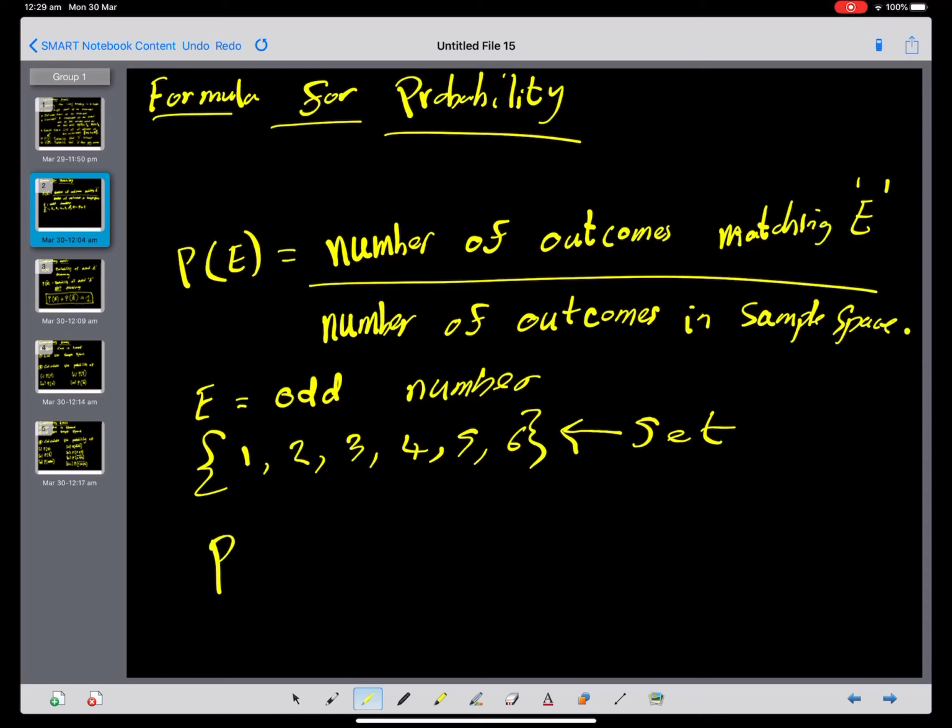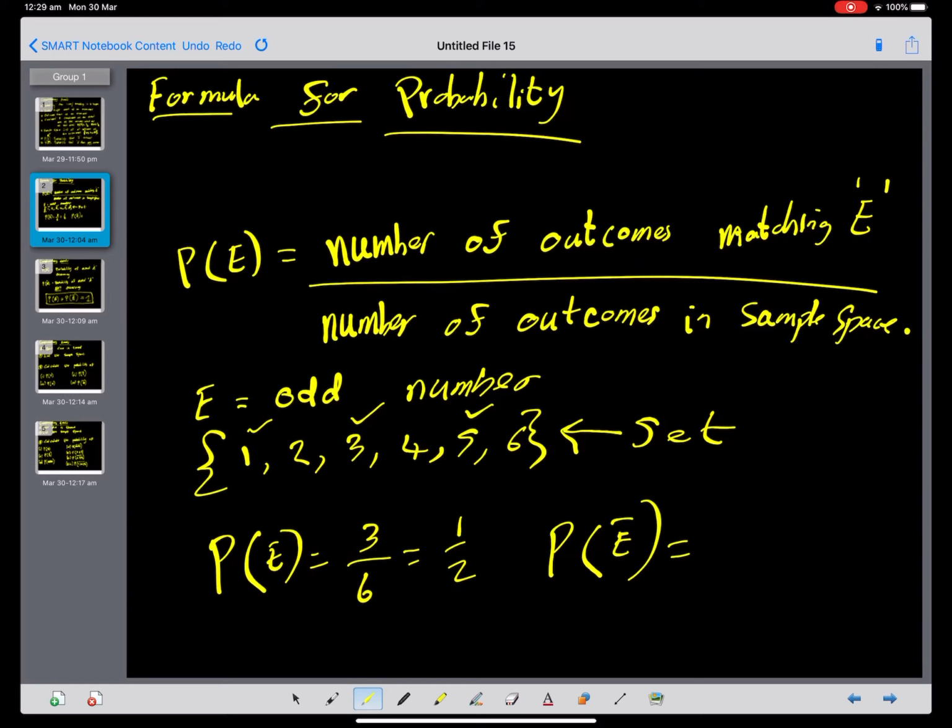So odd is going to be 1, 3, and 5. That is going to be 3, and the total number is going to be 6, which is half. What about the probability of not getting an odd number? Okay, hopefully you've paused the video and done that. The probability of not getting an odd number is going to be 2, 4, and 6, which is 3 over 6, which is half.